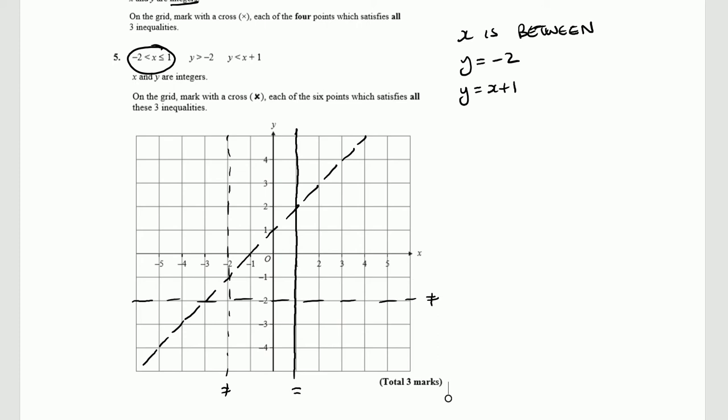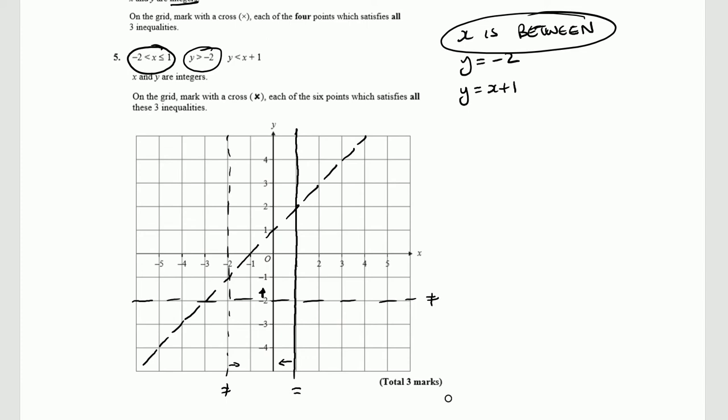So, having looked at this first one and said x is between these values, I know I'm looking in between these lines. So nothing outside of there matters to me. Looking at the next one, y > -2. Again, use the word that makes the most sense. Greater than, more than, higher than, above. Okay, so I want to look above this line.